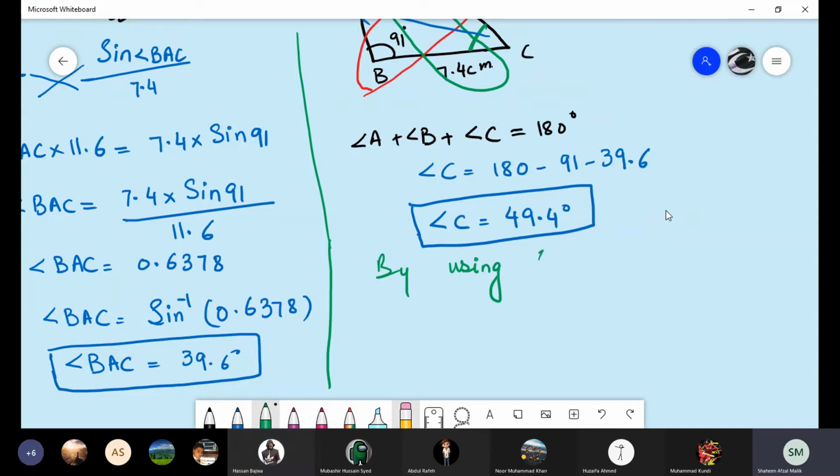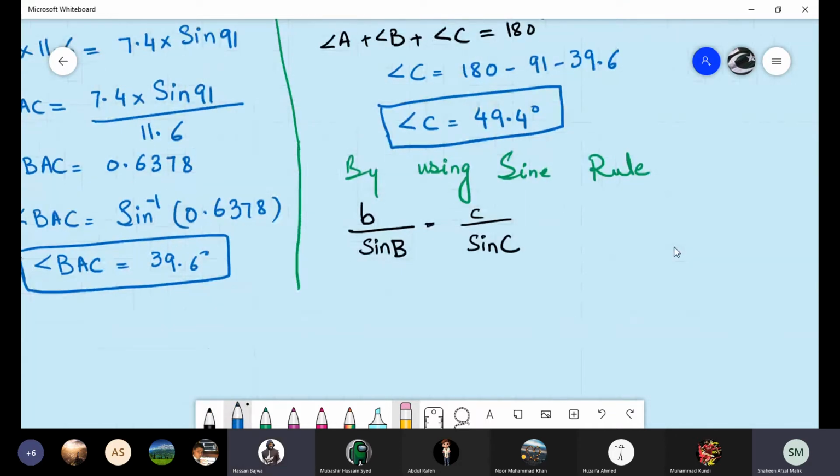Let me write using the sine rule. How will we write the sine rule here? B over sine B is equal to C over sine C. Why have we taken B? Because it is already mentioned in the question. So C over sine C. Yes, substitute the values here.